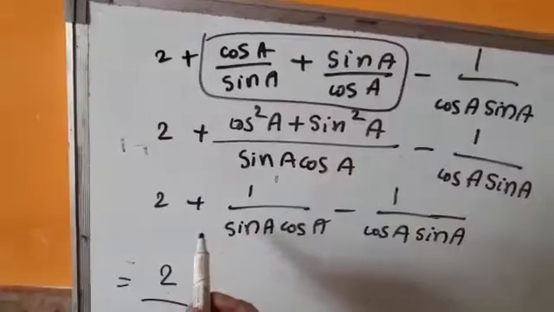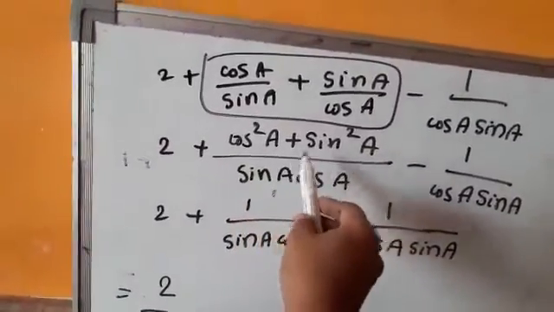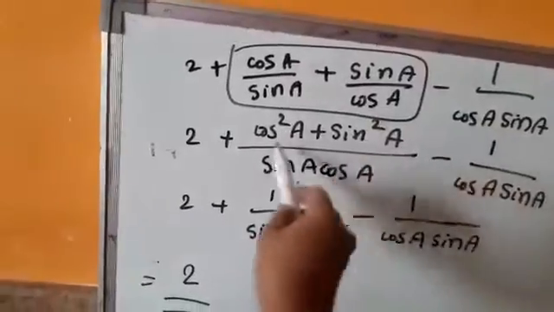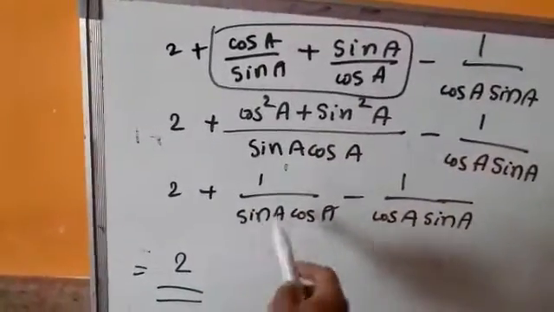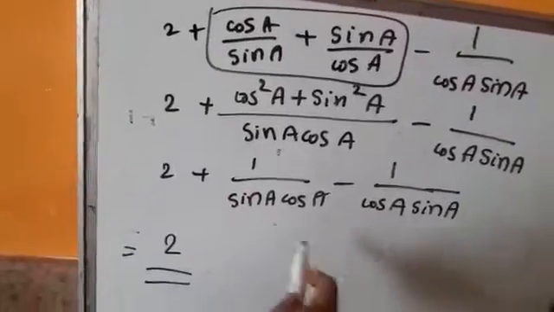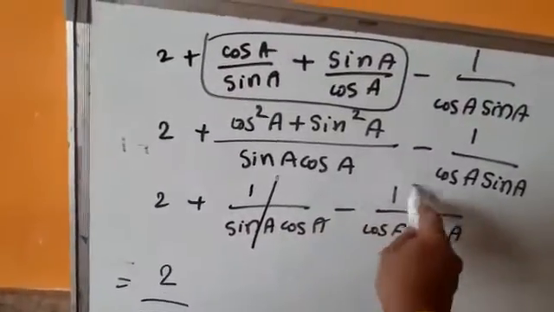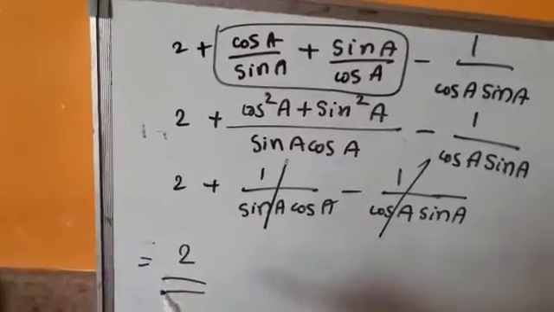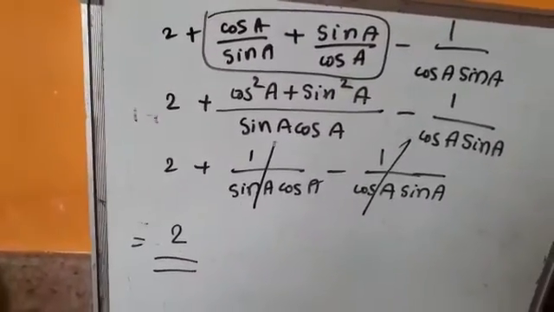Next 2 plus, next see here, cos²a + sin²a. This is the trigonometric identity, value 1. So in this place we should apply 1 divided by sin a into cos a, minus 1/(cos A into sin A). See here, now here plus 1/(sin A cos A) minus 1/(sin A cos A) cancel. Remaining is 2. So we proved the RHS value. So this is the answer. Thank you students.